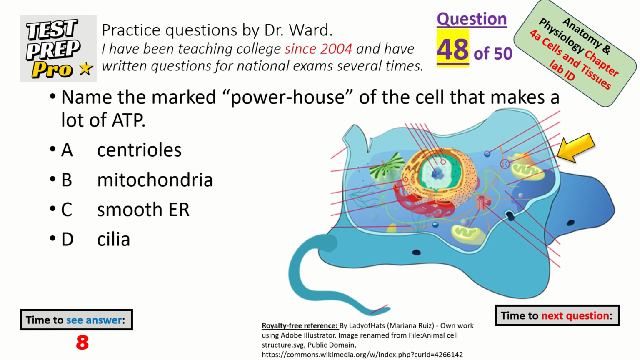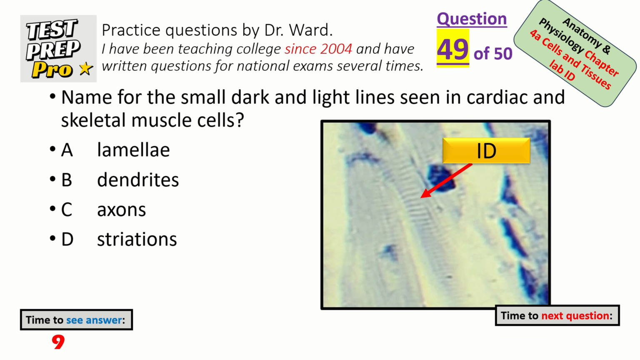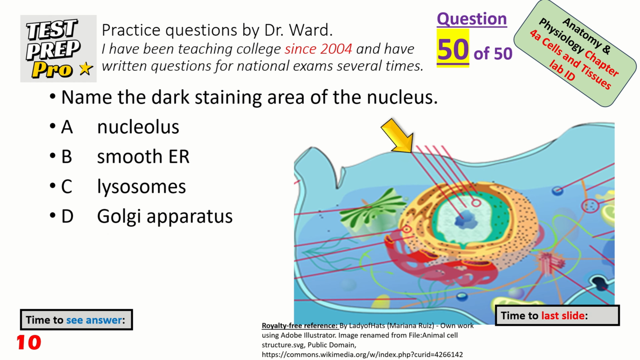Name the marked powerhouse of the cell that makes a lot of ATP. Mitochondria. Name for the small dark and light lines seen in cardiac and skeletal muscle cells. Striations. Name the dark staining sub-area of the nucleus. It's called the nucleolus.